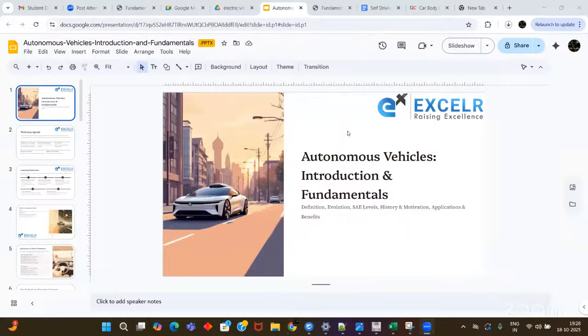Now we will be taking into consideration the PPT part. So what is the autonomous vehicle introduction and its fundamentals? We'll be discussing the definition, the SAE levels of protocol, history and motivation, and applications and its benefits. So these are the things that will be covered.